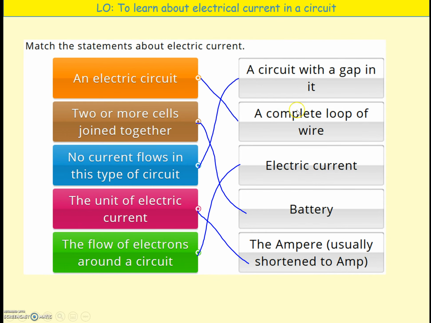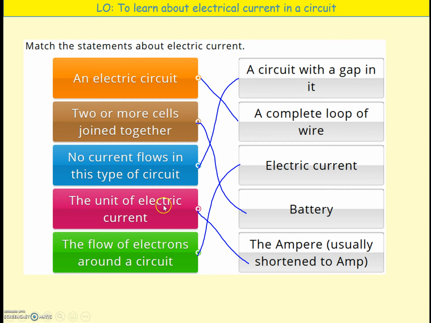You may have noted that an electric circuit is a complete loop of wire where there's no interruption, no gaps. Two or more cells joined together are known as a battery. No current flows in this type of circuit. That's a circuit with a gap in it.